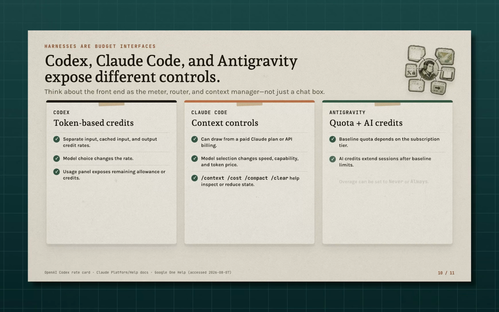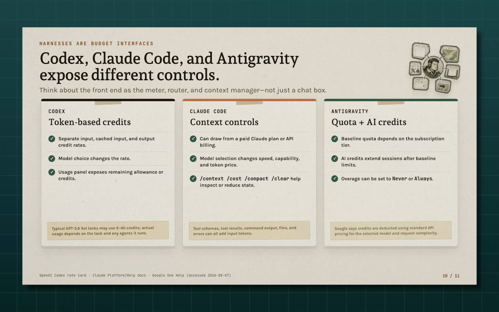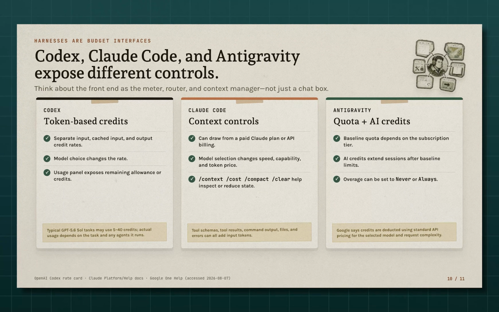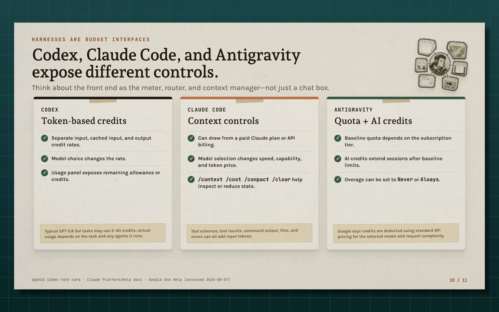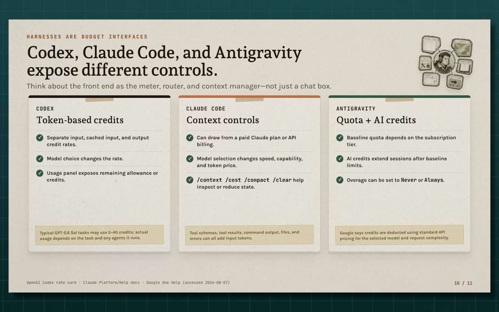And then Google Antigravity uses a 2-tier system. You receive a baseline quota through the Google AI plan, and after that quota is exhausted, you can then allow AI credit overusage based on the selected model's standard API pricing and the complexity of the request. The model selector shows quota status, and then you can set overage to never or always.